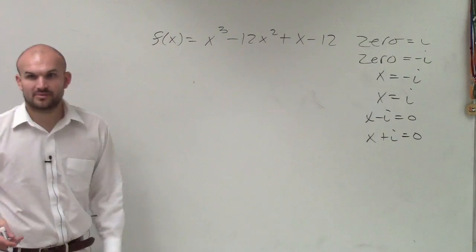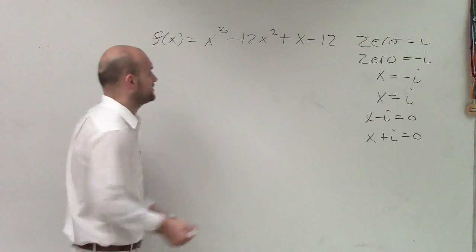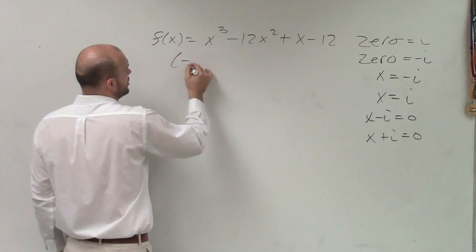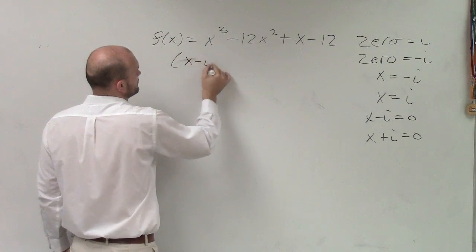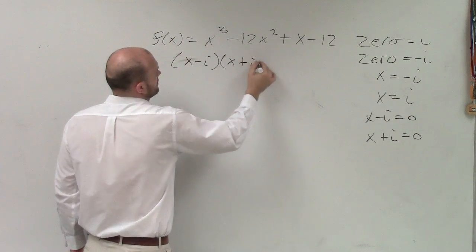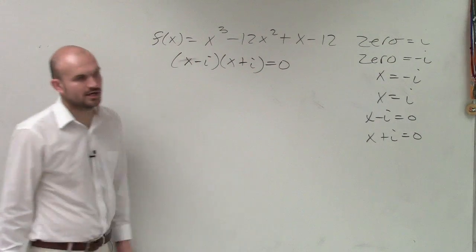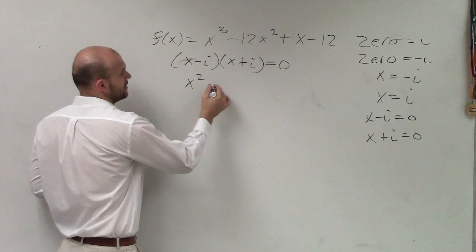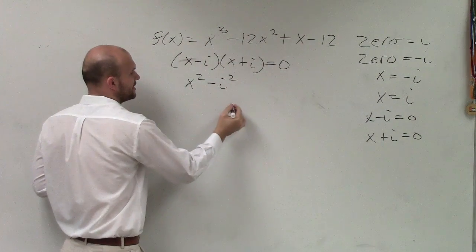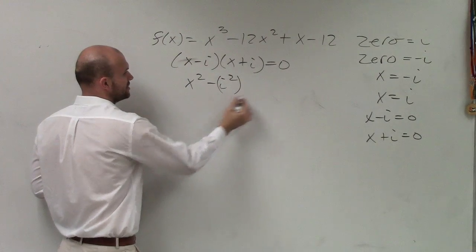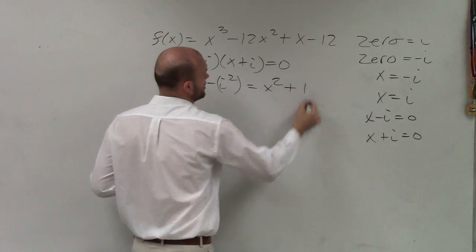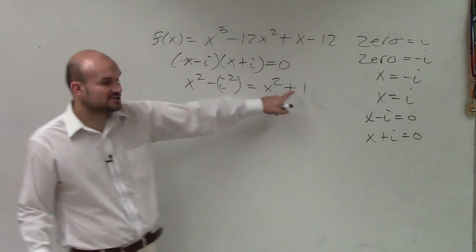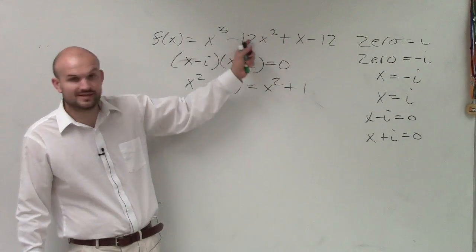Yes? But then we got that from the zero product property. So you know that factors multiply by each other equal to 0. And then we could multiply these out, and we'd get x squared minus i squared, which equals x squared plus 1. So x squared plus 1 is also a what of this?